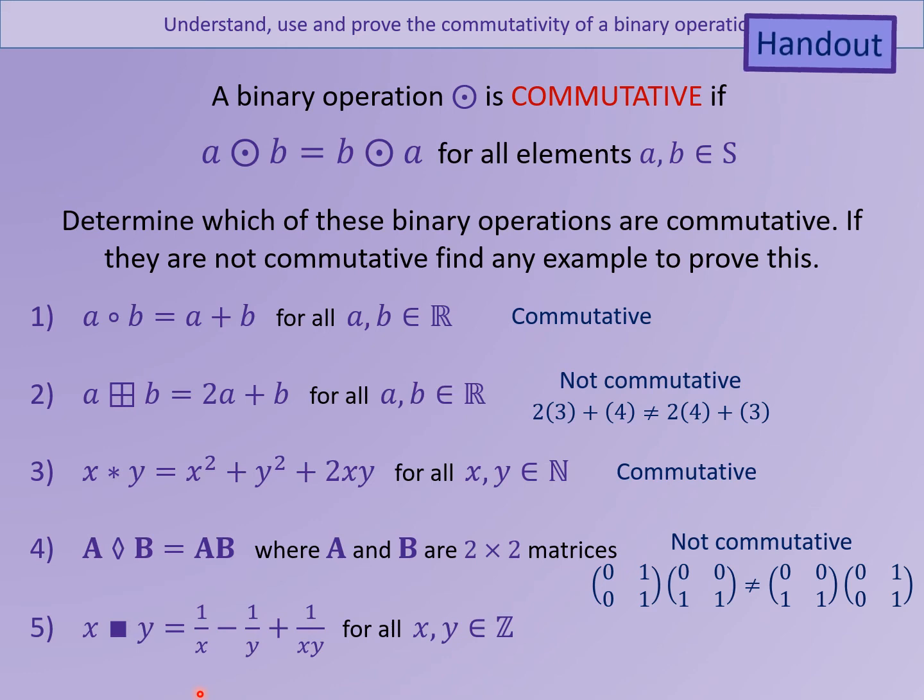And then finally, x operation y is 1 over x minus 1 over y plus 1 over xy for integers x and y. We can find an example here. If we let x be 2 and y be 3, we can see that interchanging the x's and the y's in the question will not give the same answer.